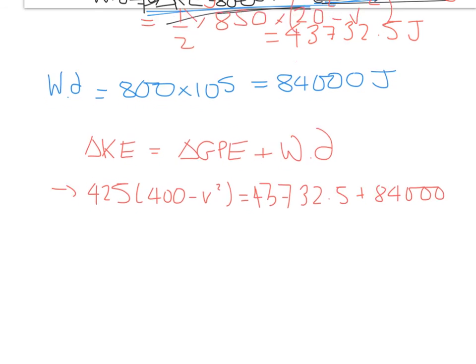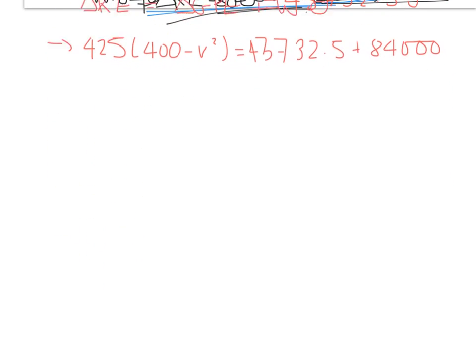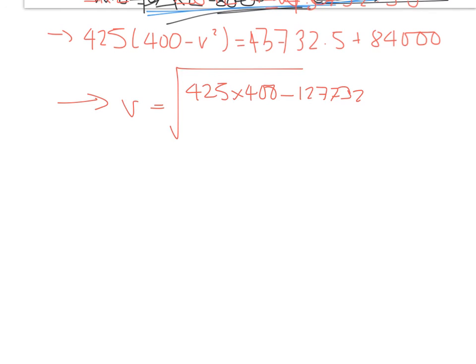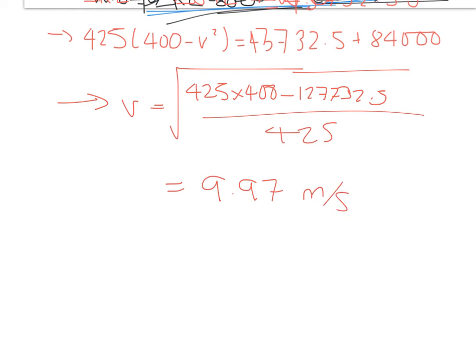And if we rearrange and solve this equation, we will find that your v is given by the square root of 425 times 400 minus 1277.5, and that's all going to be over 45, which gives you 9.97 meters per second as your final speed after all of that work and energy change.